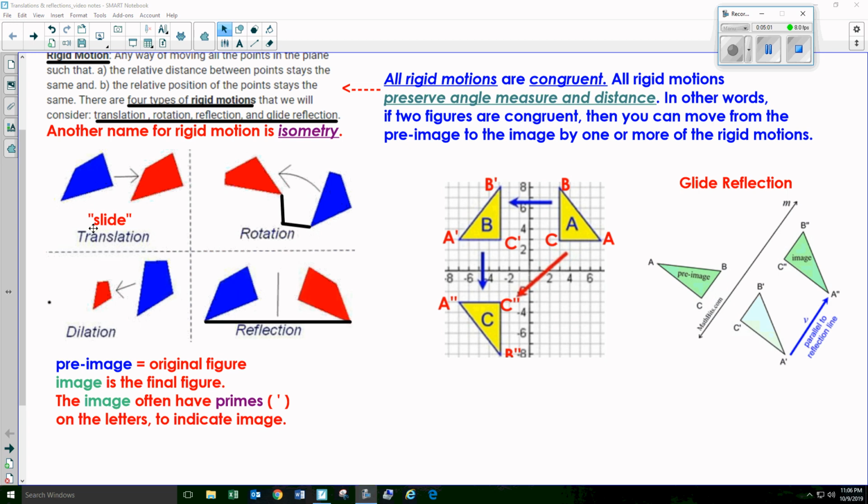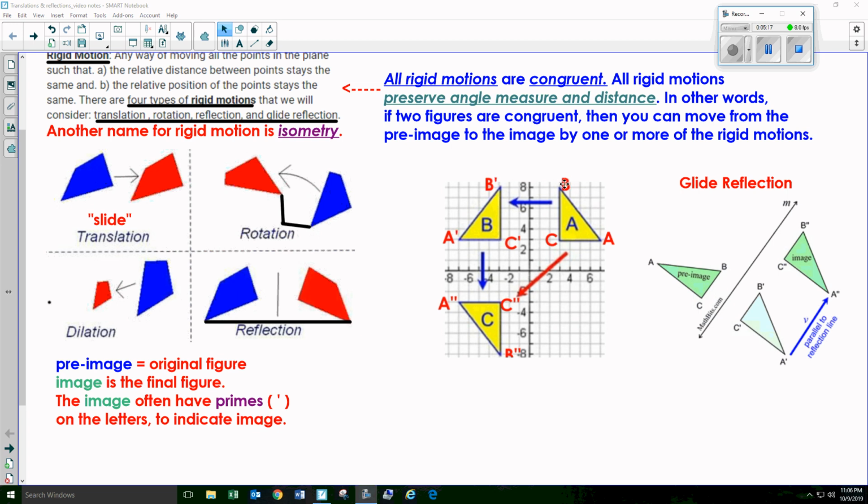Obviously, that's going to be the first one. Pre-image is the original picture. Image is the second one. As it says here, the image often has primes with it. It looks like an apostrophe; that is a prime. You don't see them on here because I don't have letters here, but you see it right here: B prime, A prime, C prime.